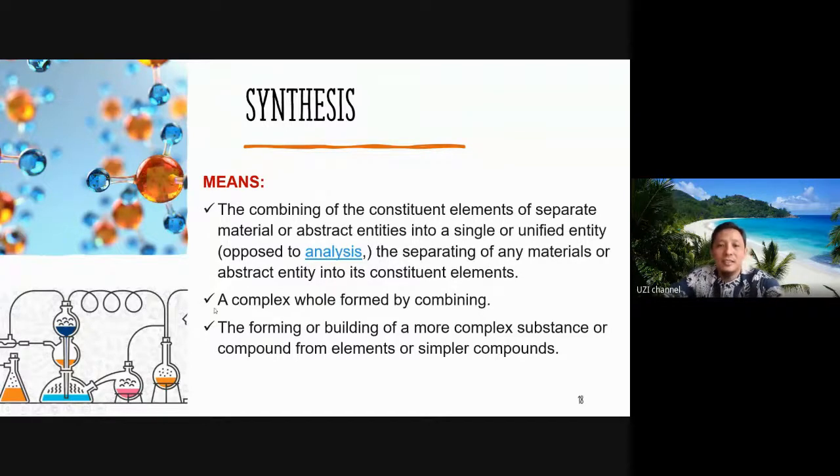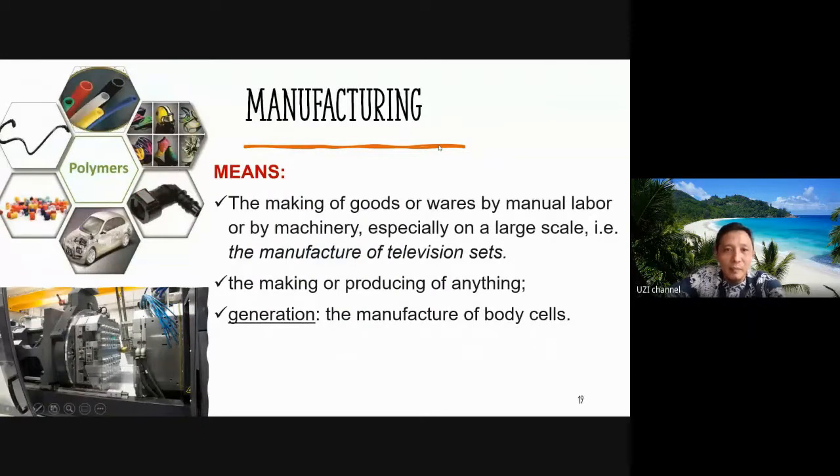And synthesis can be a complex whole formed by combining, and also the forming or building of a more complex substance or compound from elements or simpler compounds. But manufacturing means the making of goods or wares by manual labor or by machinery, especially on a large scale. For example, the manufacture of television sets and so on. And also it can be the making or producing of anything.